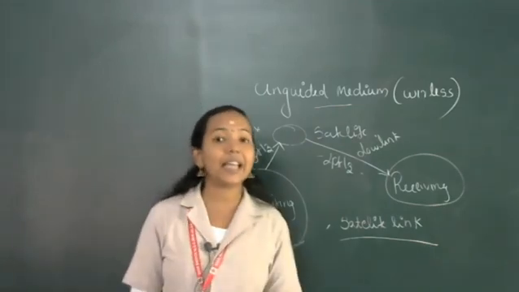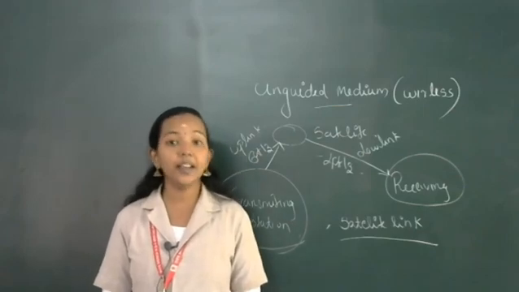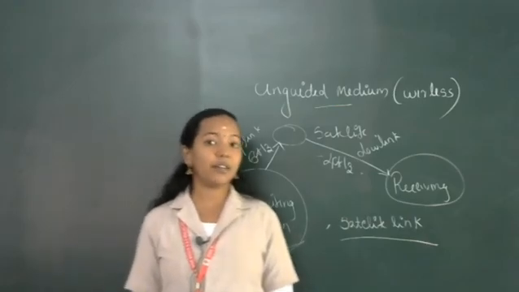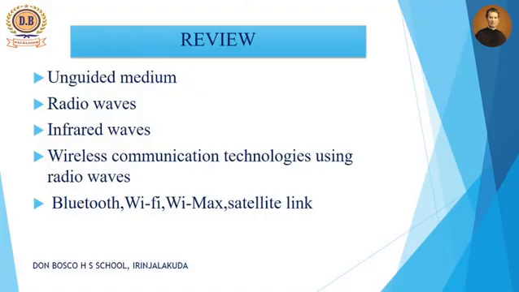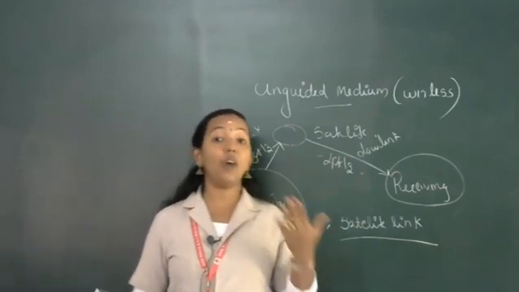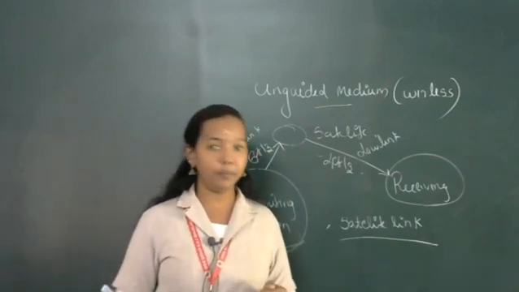So these are the different aspects that we are using in unguided medium. Hope you understood the different unguided media. So again, we will revise the topics that we studied in this video. We started with unguided medium. The first unguided medium was radio wave, and after that microwave, then infrared waves. Infrared waves are used for short-range communication, and the wireless communication devices that use radio waves are Wi-Fi, WiMAX, Bluetooth, and also satellite link. So these are the different terms that we are using in wireless transmission or unguided medium.